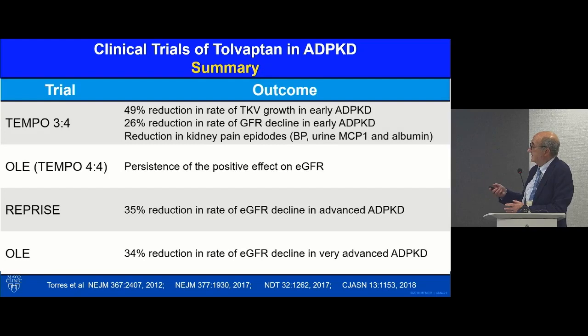So to summarize these trials, the TEMPO 3-4 study showed a 49% reduction in the rate of total kidney growth and a 26% reduction in the rate of GFR decline in early ADPKD, and had some other benefits. And the open label extension of TEMPO 3-4 showed that the benefit of tolvaptan obtained during TEMPO 3-4 persisted during the open label extension. The Reprise study showed a 35% reduction in the rate of GFR decline in advanced ADPKD, and the open label extension showed a 34% reduction in the rate of GFR decline, even in very advanced stages of ADPKD.